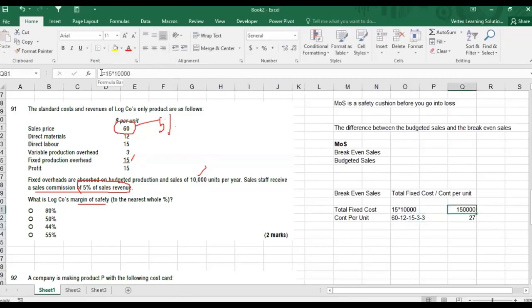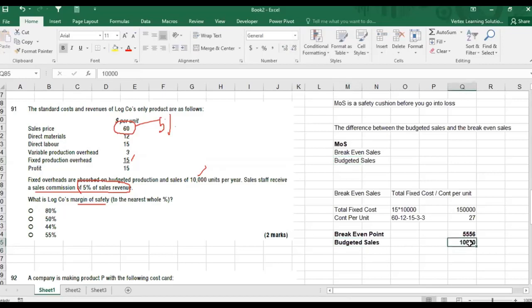So now you have fixed cost 150,000, and $27 is contribution, and I can say that my break-even point is 150,000 divided by 27, which is 555.55. You have to round up because these are units, so it should be 5,556 units. This is your break-even point. And what is your budgeted sales? Your budgeted sales volume you have set as 10,000 units.